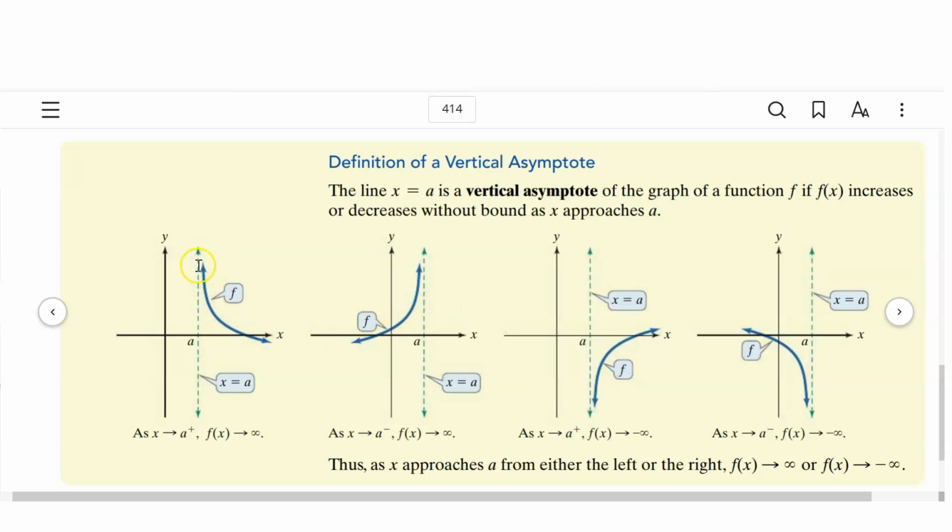Your textbook has a nice illustration of the definition of vertical asymptotes and the general variations you can see. As we approach these vertical asymptote lines of x equals a, which will be drawn as dashed lines, you'll see that the function will increase or decrease without bound, essentially going to positive or minus infinity, as you approach that asymptote from the right or the left.